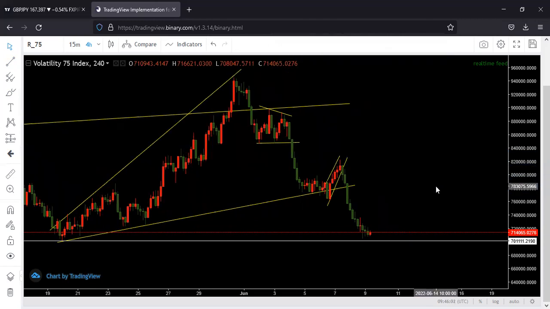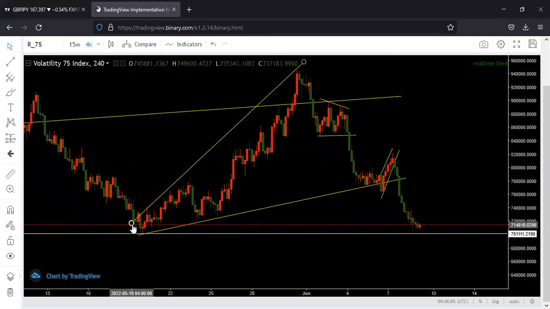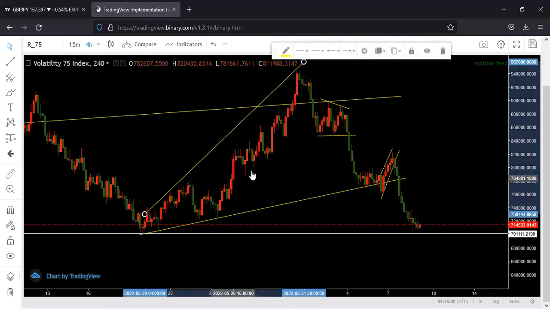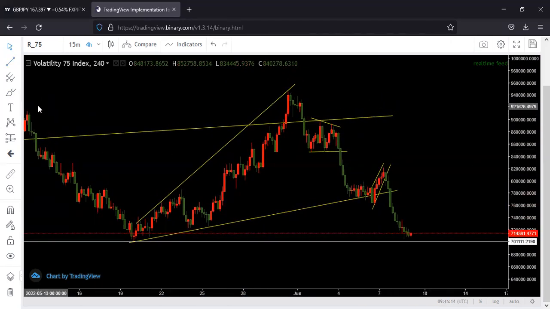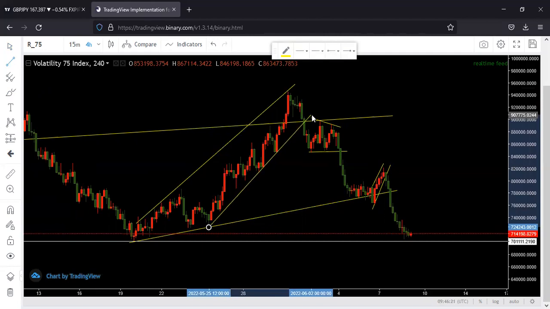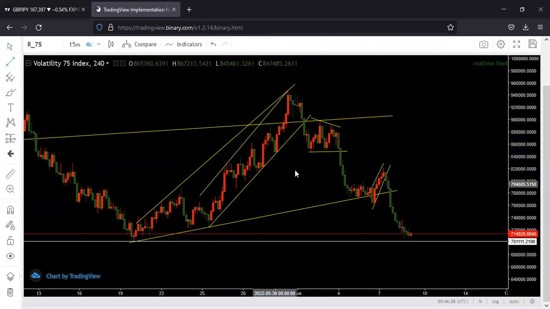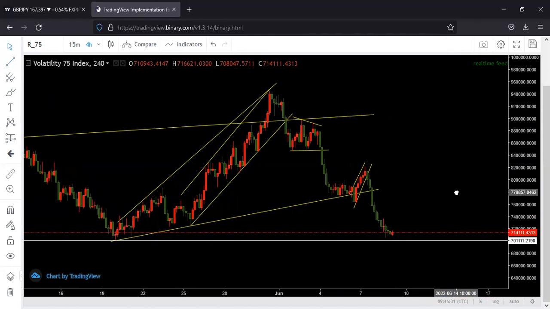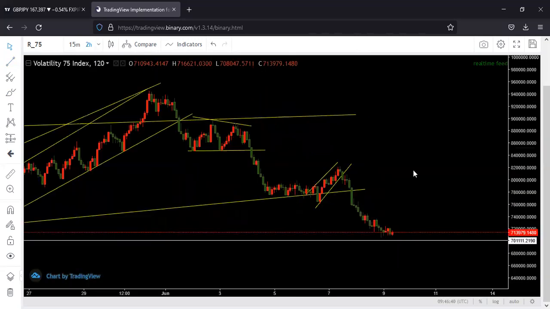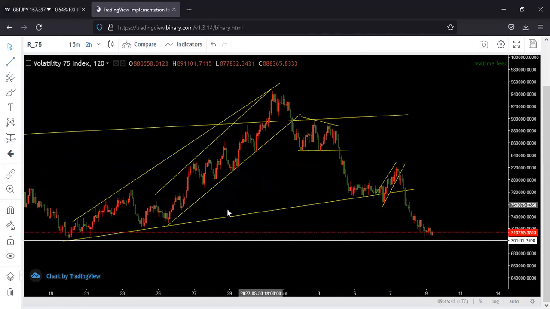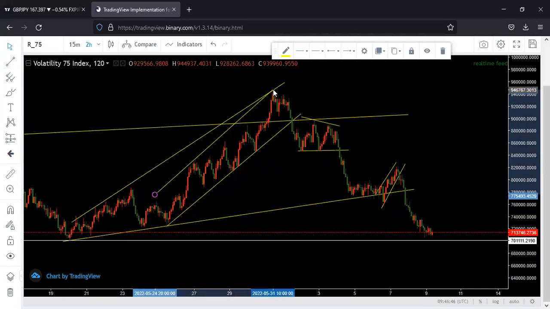All right. Also remember, guys, within these patterns, we can have a pattern again. So we call it a pattern within a pattern. So you see, again within this pattern, we're having this kind of ascending channel as well. So you see, boom, to the downside. So now, guys, without wasting our time, let us proceed to the 2 hour time frame. All right. So you see, make sure you tweak your trend line as well, like this.